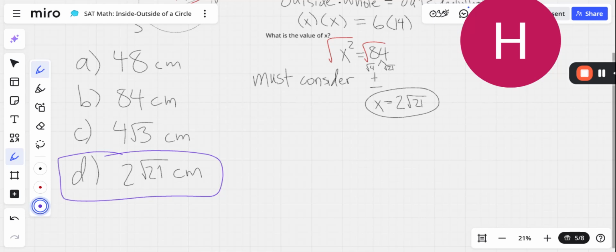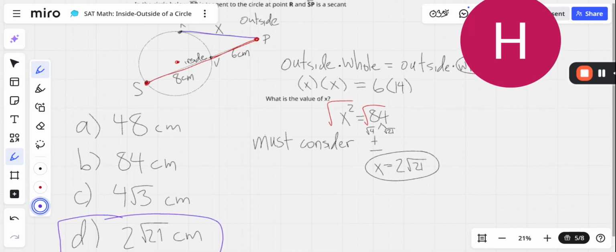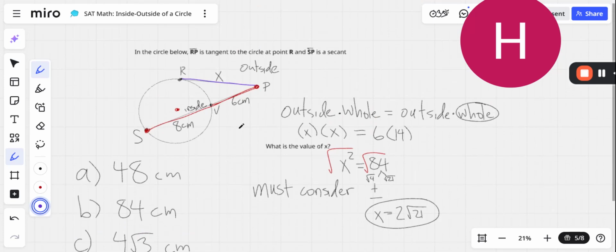Okay, that was some quick SAT math. I hope that was very understandable. If you're interested in this inside-outside rule, there's a relationship for side lengths and segments, and there's also a relationship for angles. More on that in another video.